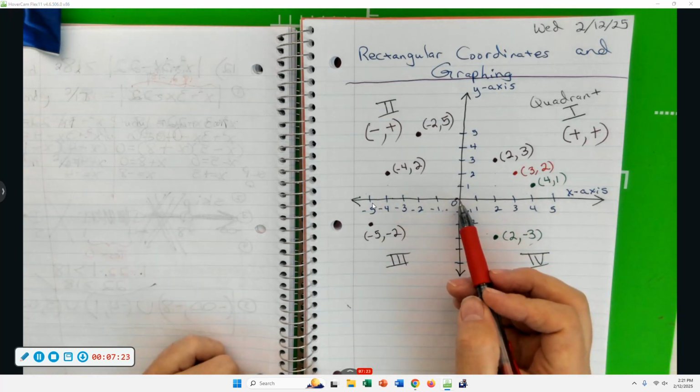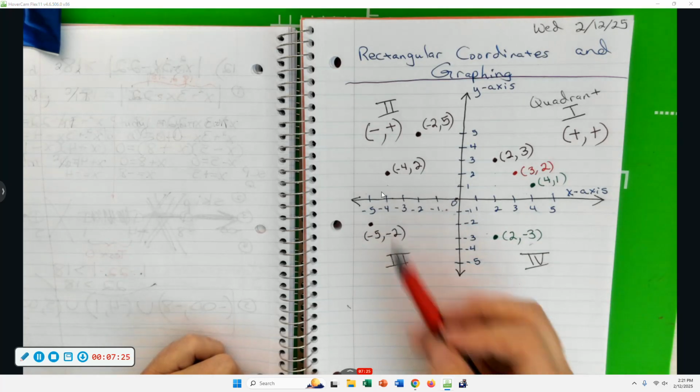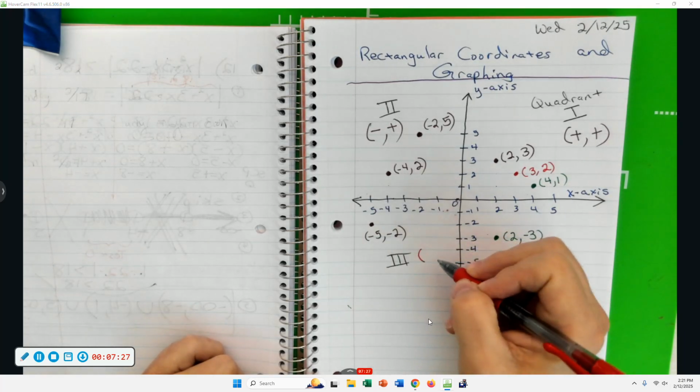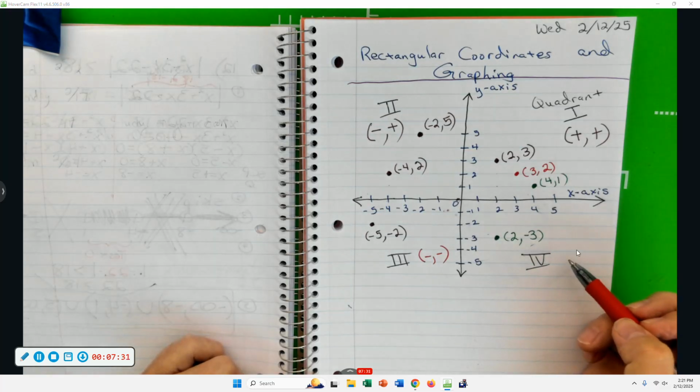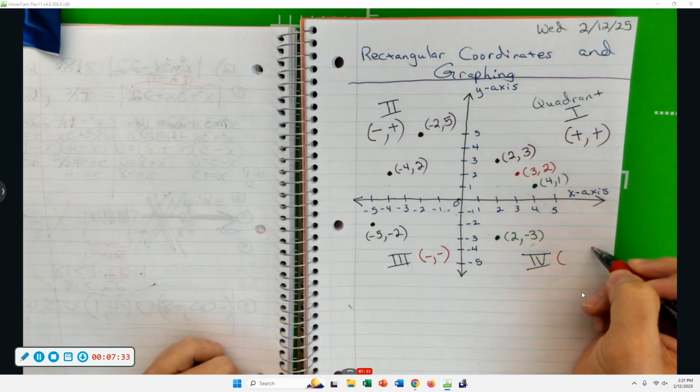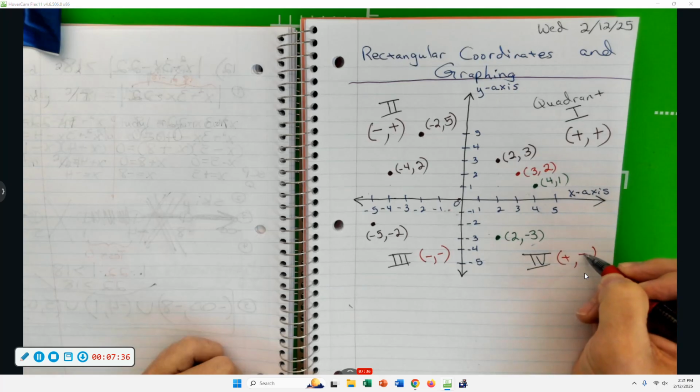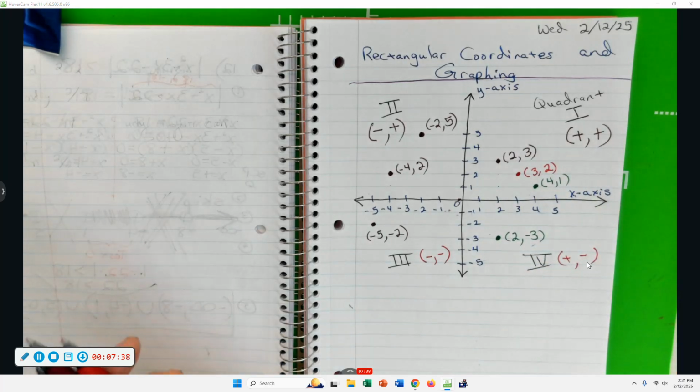What would this one be here? We go left and down. You tell me the signs. Negative, negative. And in quadrant 4, every ordered pair will have the signs positive, negative.